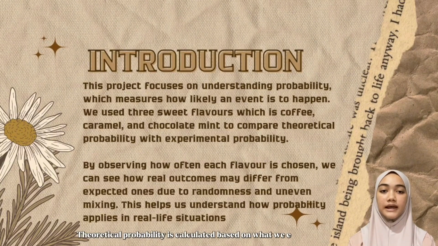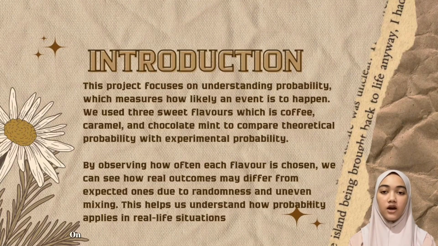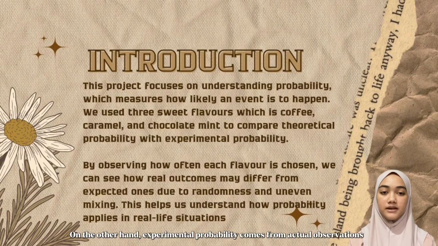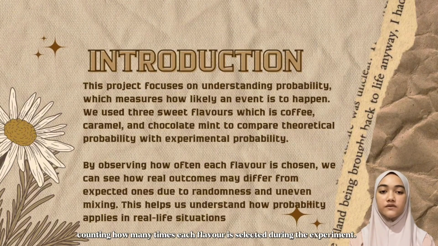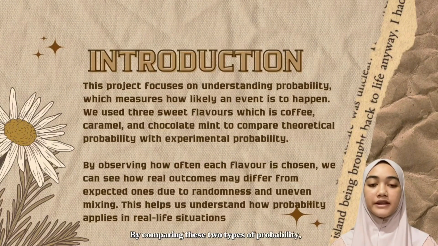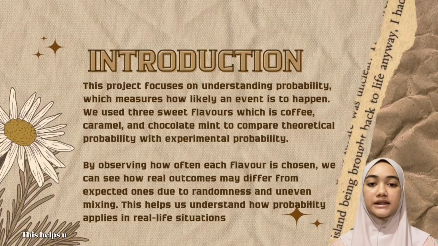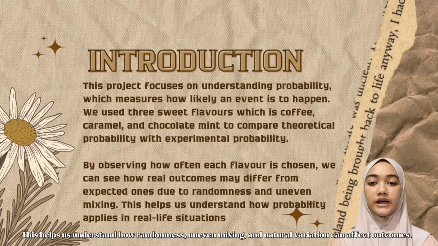Theoretical probability is calculated based on what we expect to happen, assuming every flavor has an equal chance of being chosen. On the other hand, experimental probability comes from actual observation, which is counting how many times each flavor is selected during the experiment. By comparing these two types of probability, we can see whether our real-life results match what theory predicts. This helps us understand how randomness, uneven mixing, and natural variation can affect outcomes.